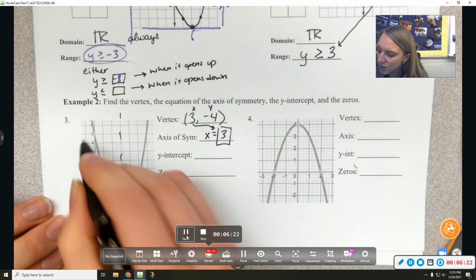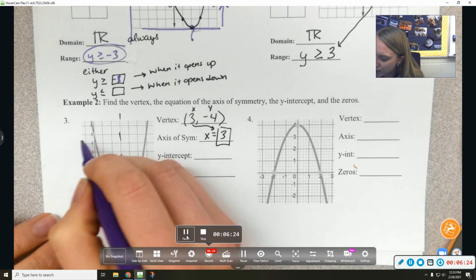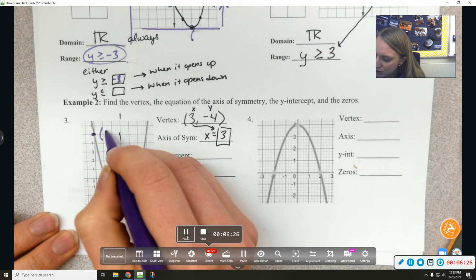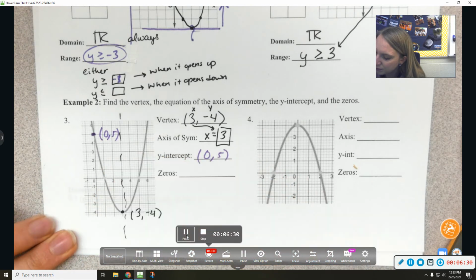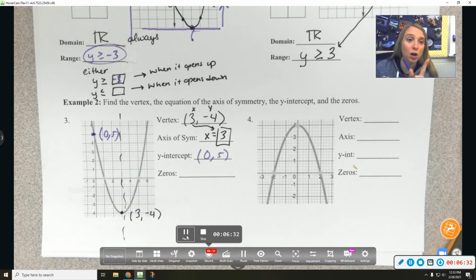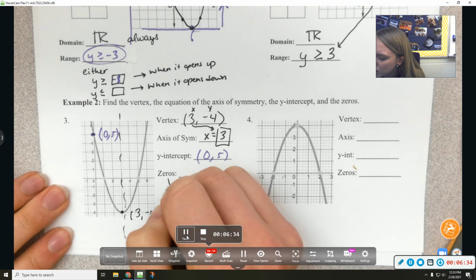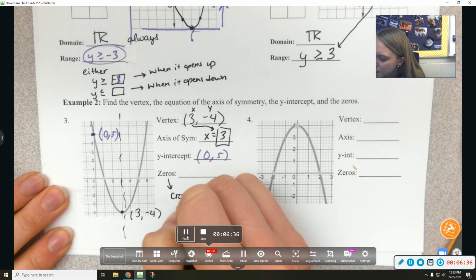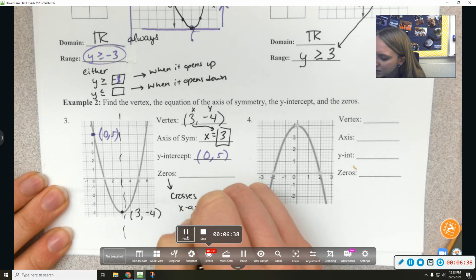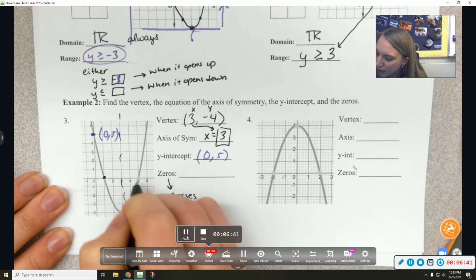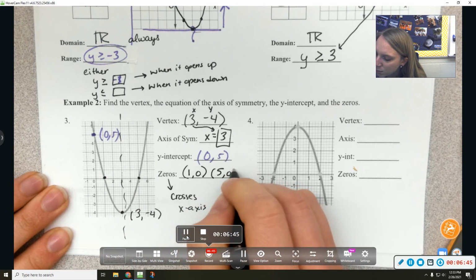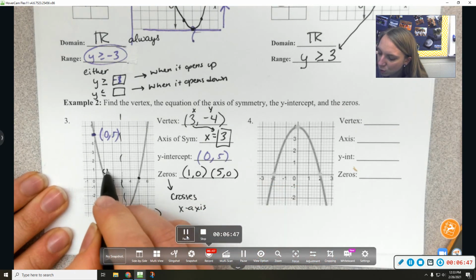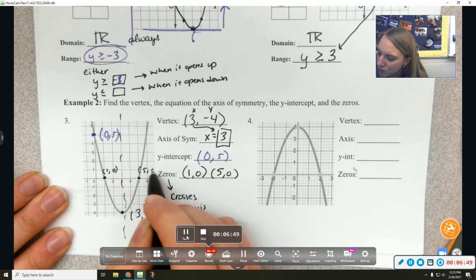The y-intercept is where it crosses the y-axis right here. So that's the ordered pair 0, 5. My zeros, we haven't talked about this yet. This is where it crosses the x-axis. So here at 1, 0 and 5, 0. There are 2 of them. So this is the ordered pair 1, 0 and 5, 0.